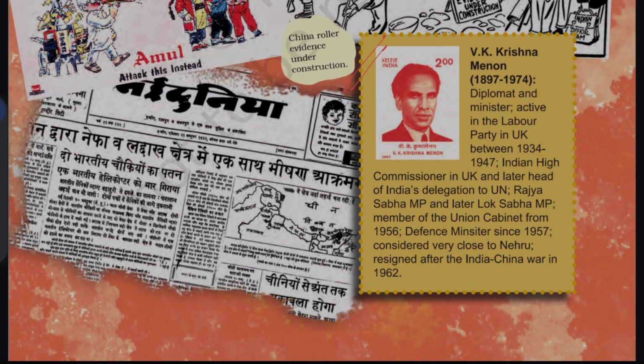they mention a person. Now this type of box becomes important for your map as well. If it has been mentioned from where this person is, like in some of the boxes it is mentioned that this person is from this state, or this person was the CM of this state, so that type of question comes in your map based. Okay, and in case of this box, what you can remember is that he was the defense minister since 1957, and he resigned after the India-China war. That can be a question.